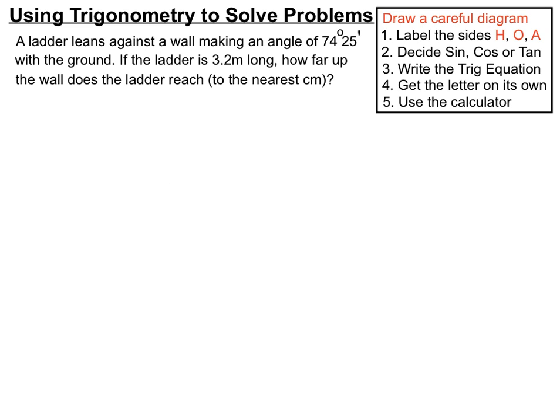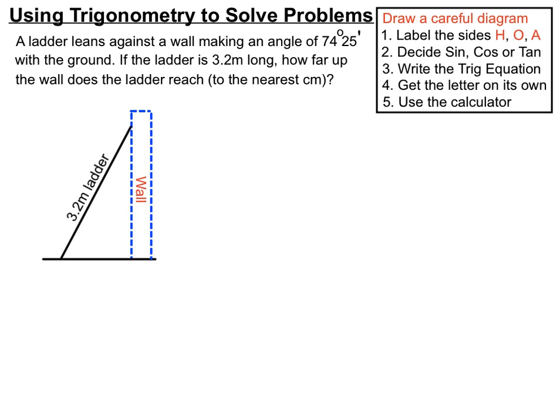Okay, we're talking about ladders and walls here, not just triangles, but in the end it'll boil down to a right angle triangle, I'm pretty sure, otherwise we're in a lot of trouble. Okay, a ladder leans against a wall, making an angle of 74 degrees 25 minutes with the ground. If the ladder is 3.2 meters long, how far up the wall does the ladder reach? So let's draw a ladder and a wall. And I've put in there that the ladder is 3.2 meters long, which is in the question there.